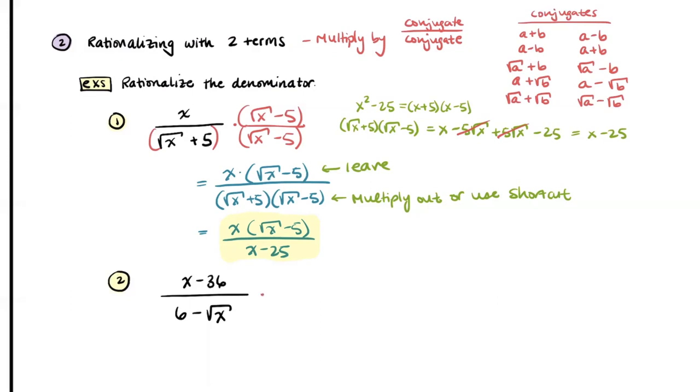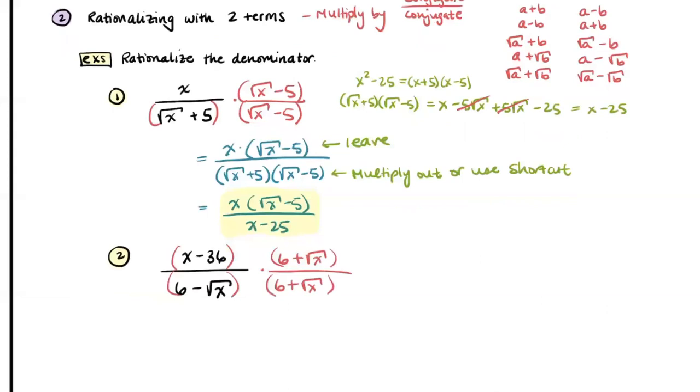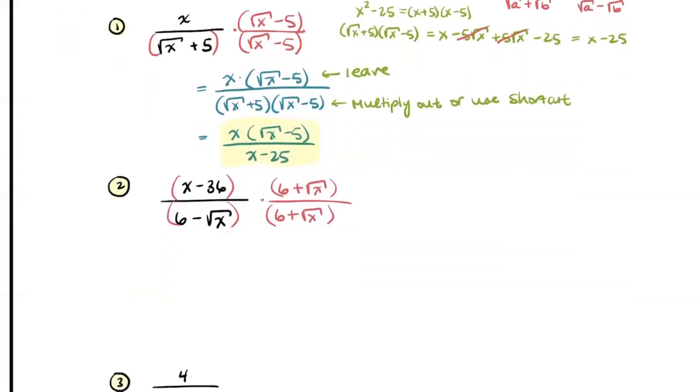Okay, so you're looking to the denominator to figure out what the conjugate is. We've got 6 minus radical x. So the conjugate is going to be 6 plus radical x. So let's go ahead and multiply both top and bottom in parentheses everywhere by 6 plus radical x.